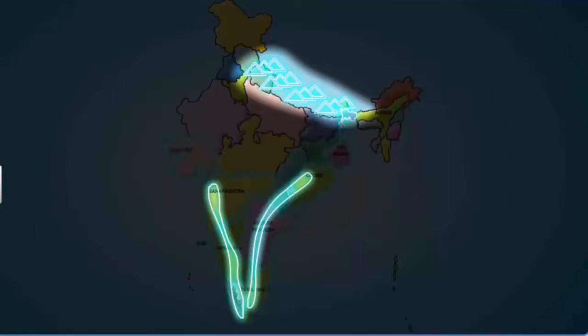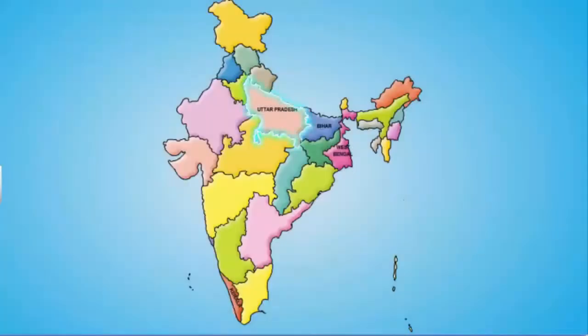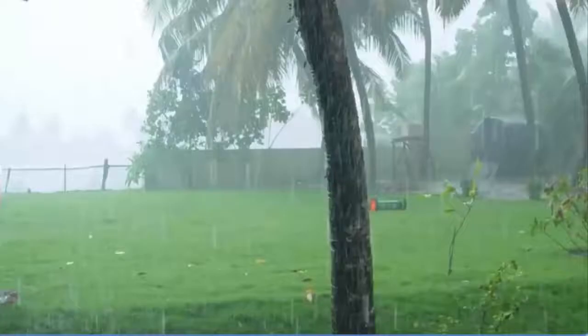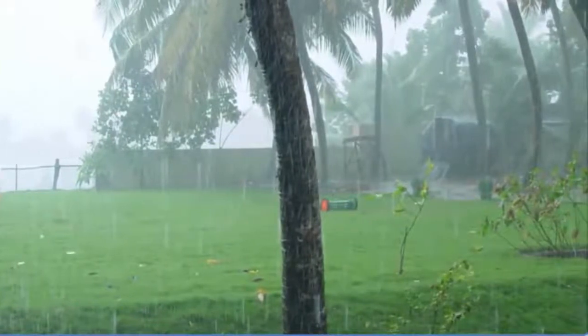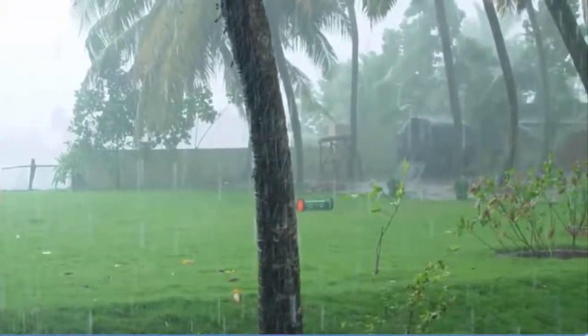The states of Uttar Pradesh, Bihar and West Bengal, that is, the northern plains, and Kerala in the south, have high to very high population densities. This is because of the flat terrain, fertile soils, and abundant rainfall in these regions.